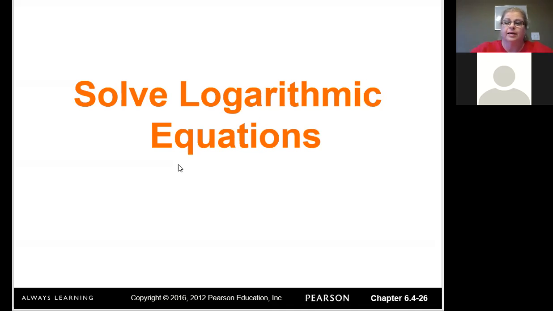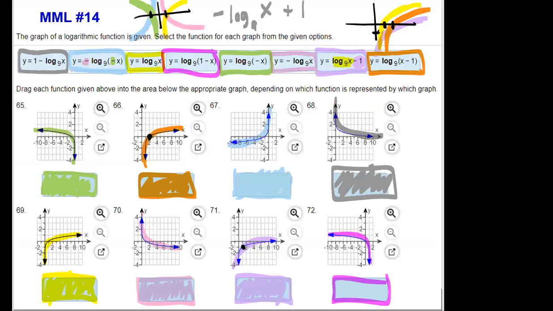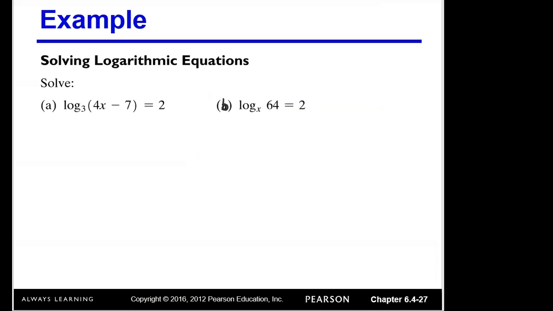All right, you guys. Looks like it's a small group today, but I'm going to go ahead and start. I'm sure other people will pop in. We had done this problem number 14 in my math lab on the graphing, and then we're here for solving logarithmic equations. All right, so here's two examples.